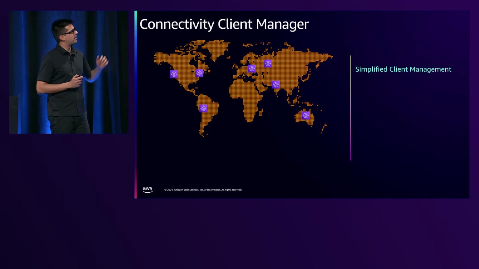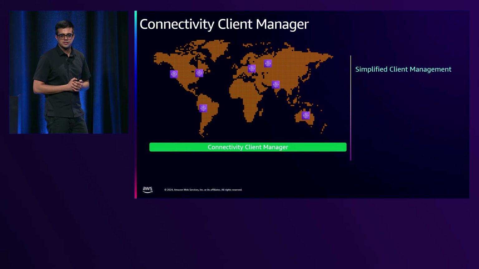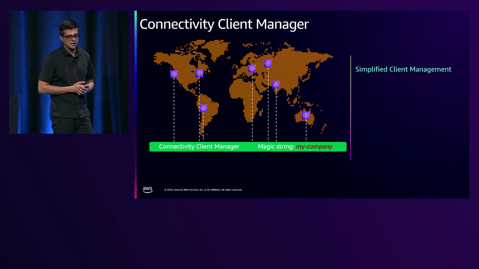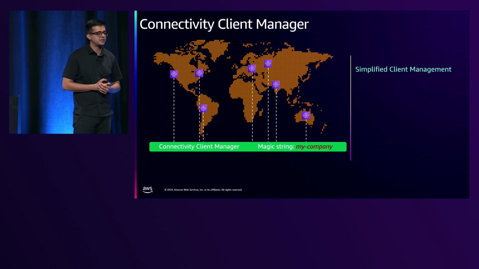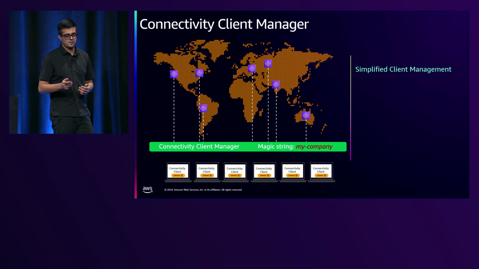So customers spin up a Verified Access instance in every region where they have resources that need to be accessed by their end users. You can spin up a client manager instance. This is a global resource. Define a magic string. This is just a string, and we'll see where this is used. This is used for your end users to connect to the client manager the first time. And then simply link all your Verified Access instances, no matter in which region they're present, to the client manager. Next, you can deploy the client on users' devices. That's all the admins have to do.